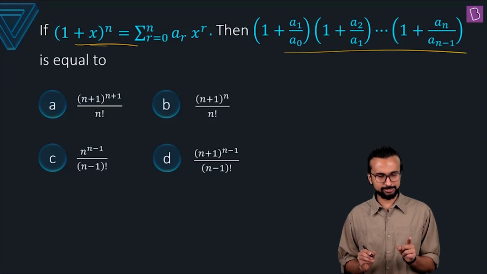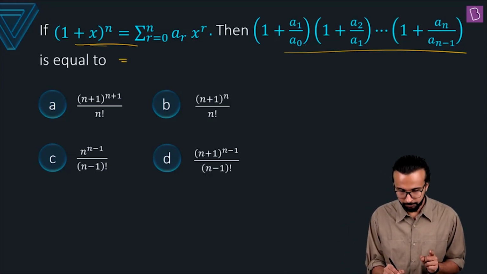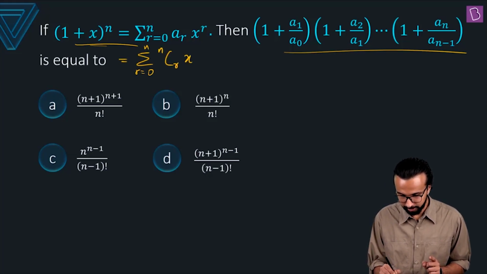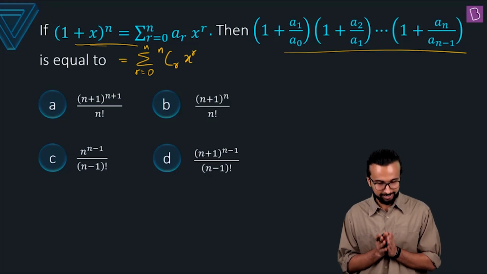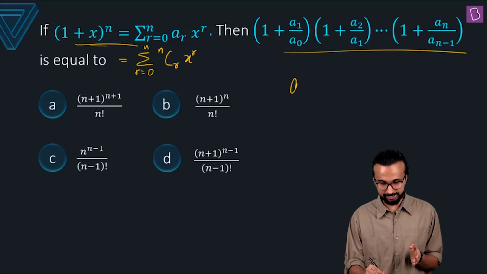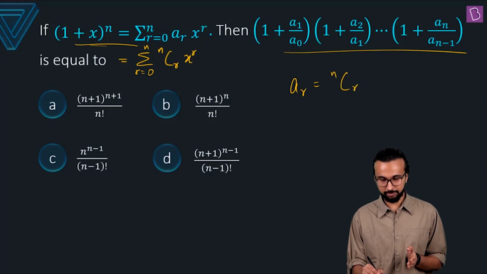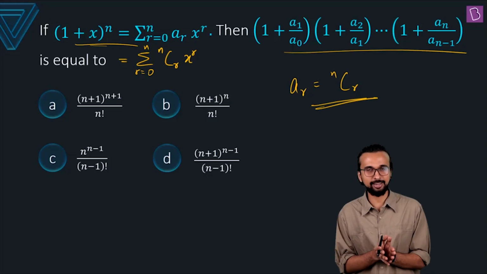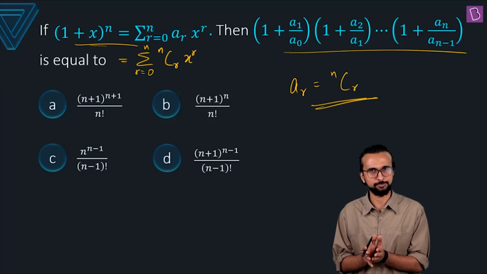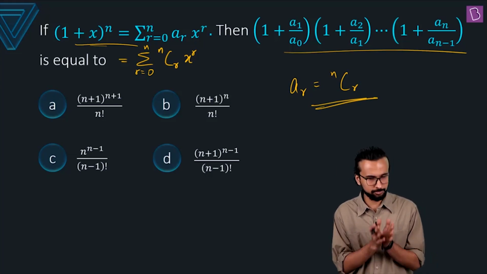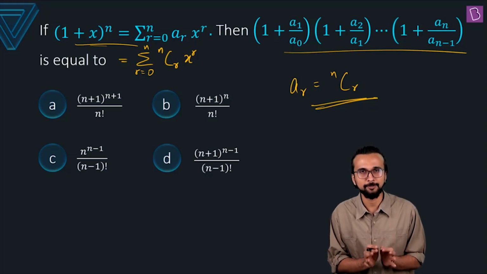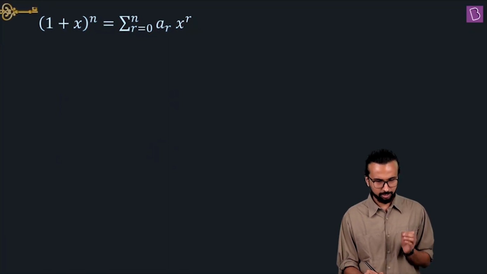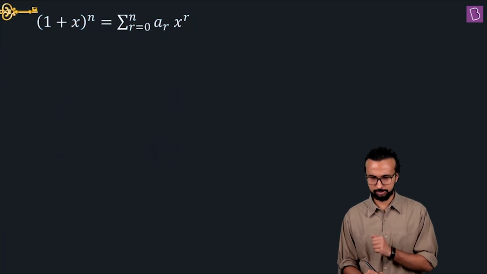(1 + x)^n, we already know, is sigma r equal to 0 to n, nCr into x^r. So this a_r that we see here, don't mistake it for anything else. It's nothing but nCr. This a_r is there to confuse you, and we notice that from the question itself. That is nothing but nCr. Now let's begin. We have (1 + x)^n equal to such.